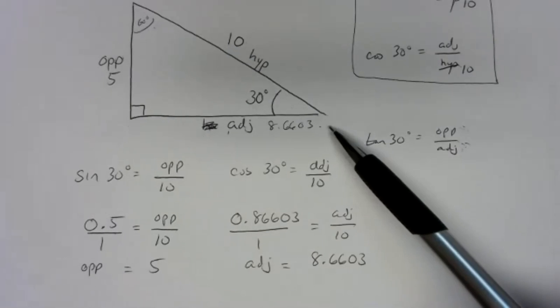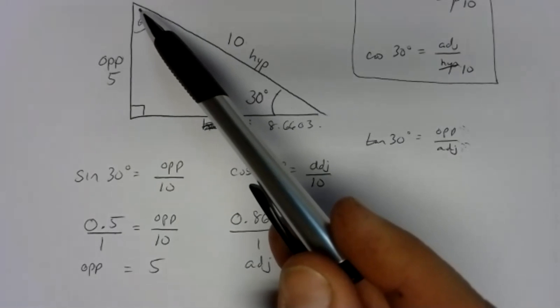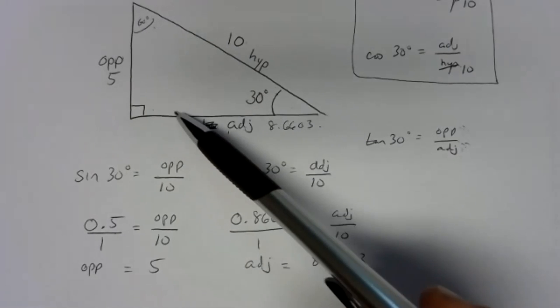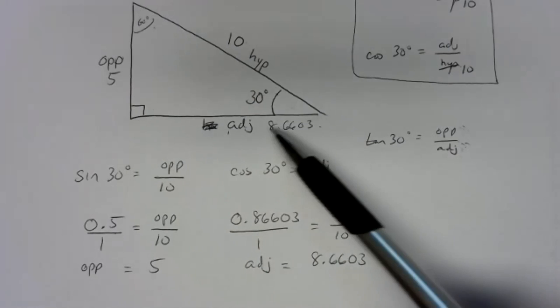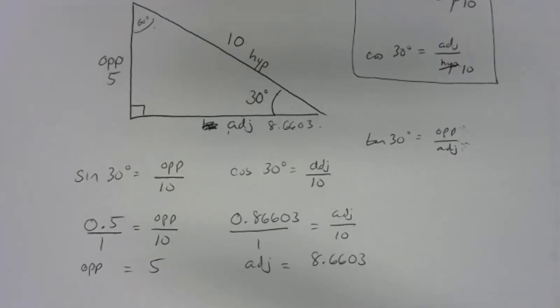horizontal and vertical pieces. It's a right triangle. The hypotenuse is how much force we've got at some direction. The opposite and the adjacent sides are how much pull or push we've got in the horizontal and vertical directions. So this kind of problem you're going to do over and over and over again.